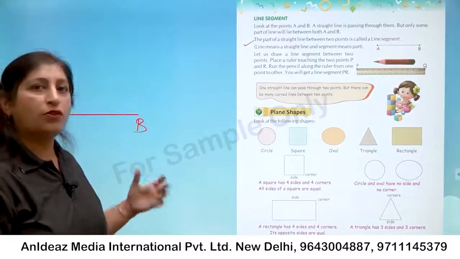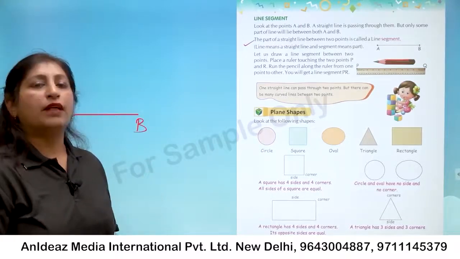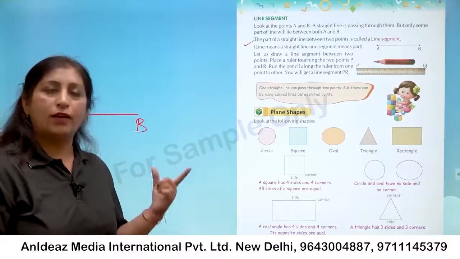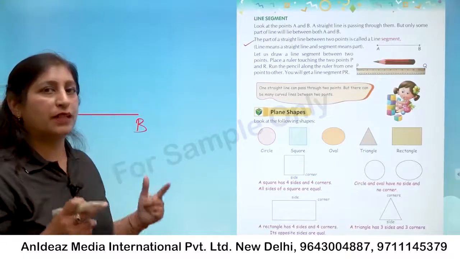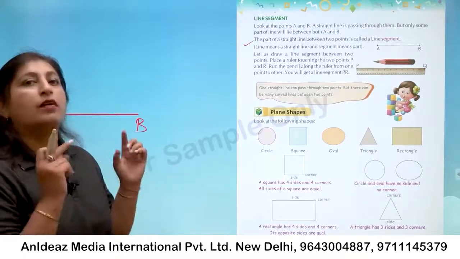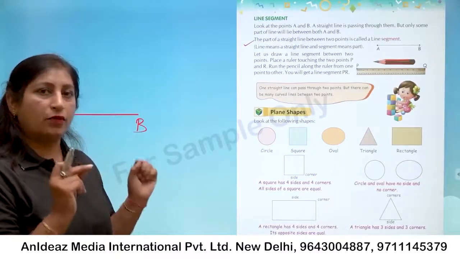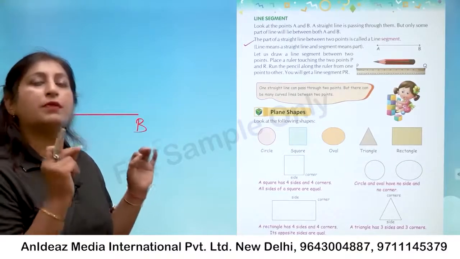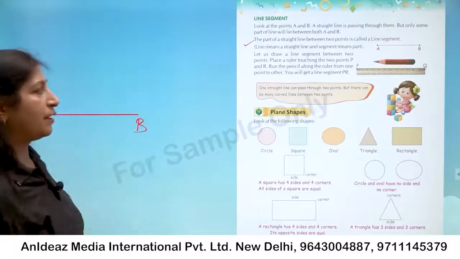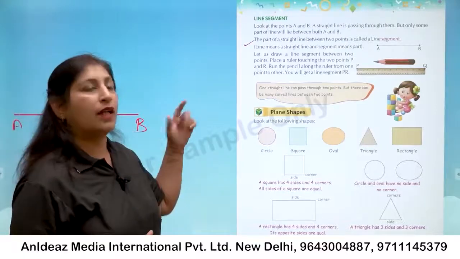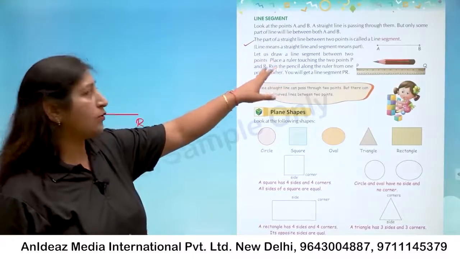You can draw a line also, you can draw a line segment also, but don't forget to put arrows at both the ends to represent a line, and use particular points to represent the line segment. This is how you can draw a line segment. It is written over here also.